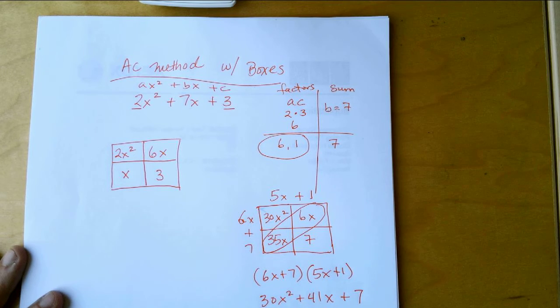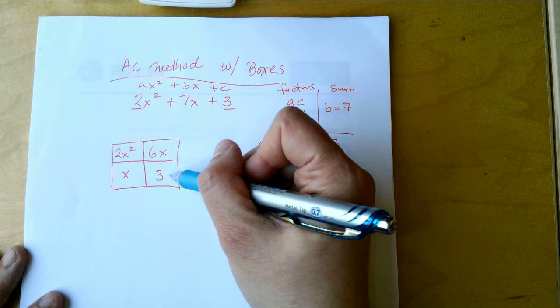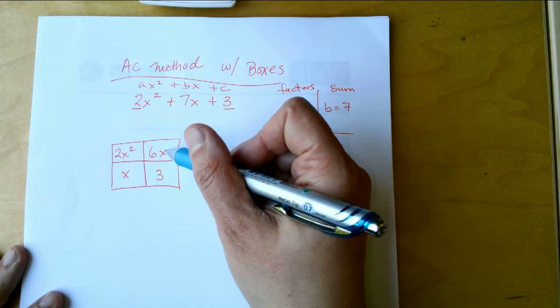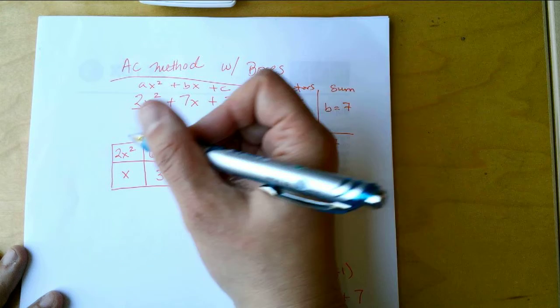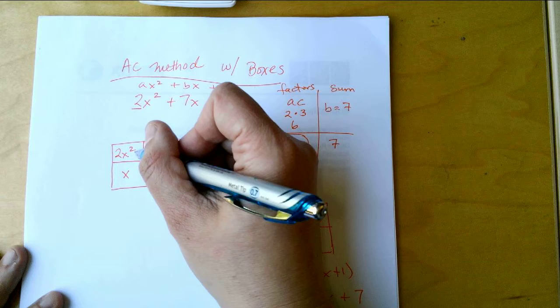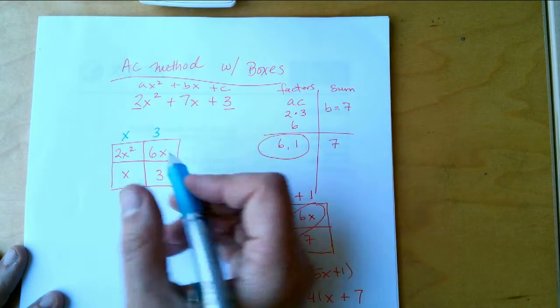Okay, and I'm going to switch colors just for fun. And we're going to look for the GCF, the greatest common factor of these two. So the greatest common factor here is 3. And then we'll slide this way. What's the greatest common factor between 2x squared and x? It's x. And then we go across.